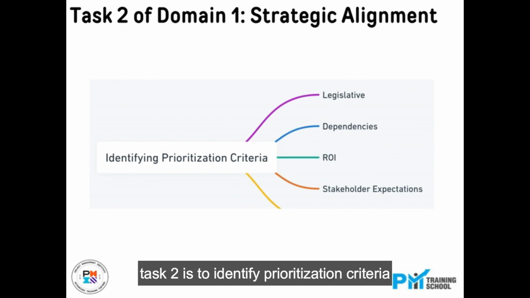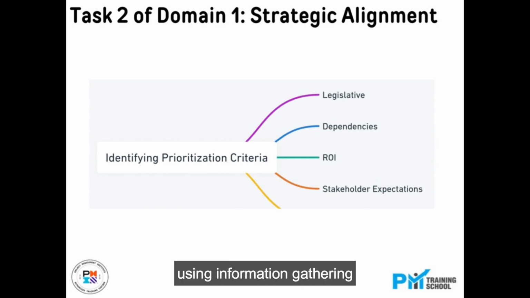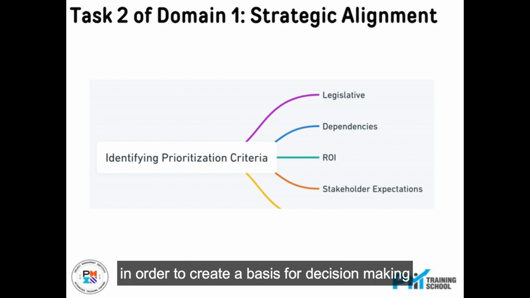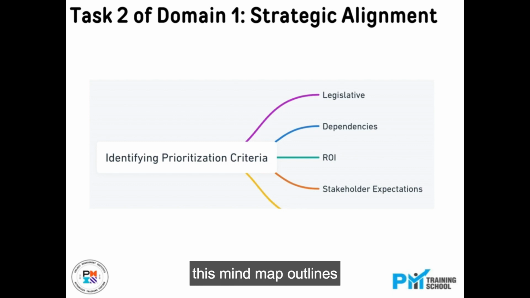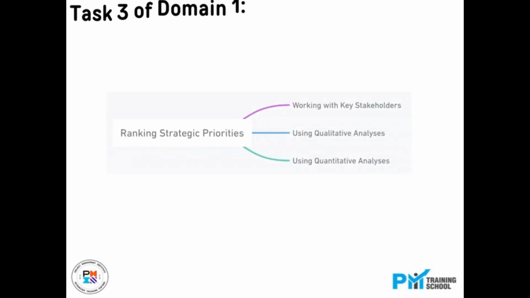Task 2 is to identify prioritization criteria, e.g., legislative, dependencies, ROI, stakeholder expectations, strategic fit using information gathering and analysis techniques in order to create a basis for decision-making. This mind map outlines the key criteria for prioritization: legislative, dependencies, ROI, stakeholder expectations, and strategic fit.